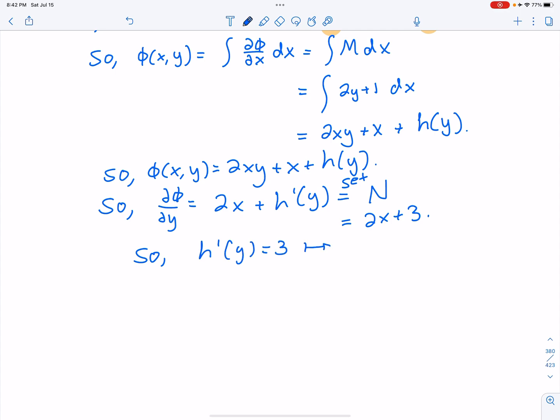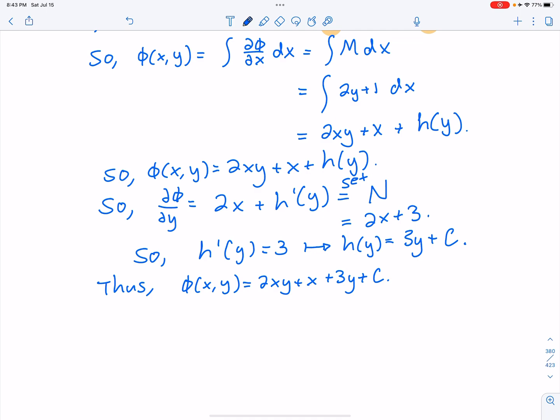And then I'm going to be a little informal here. I can do that integral without thinking. I think you can too. 3y plus c then. So I'm going to write thus this time. So phi of x, y is equal to 2xy plus x plus 3y plus c.